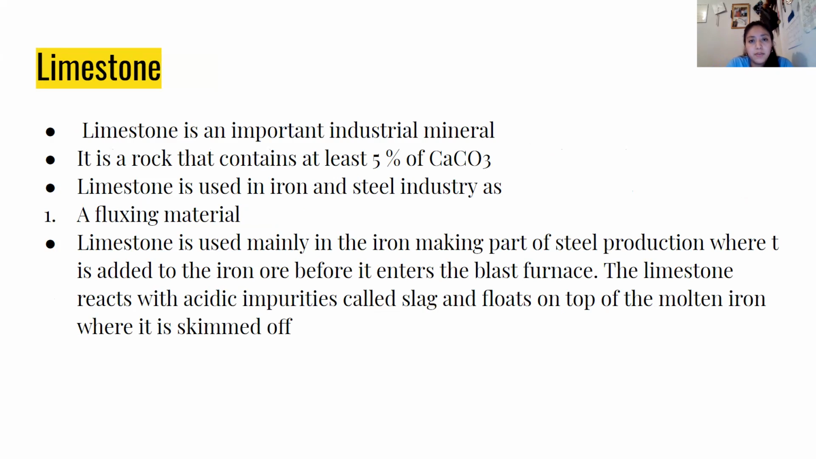Another important raw material would be limestone. Limestone is a rock that contains calcium carbonate. Limestone is also used in the iron and steel industry as a fluxing material. It is added to the iron ore before it enters the blast furnace. The limestone reacts with impurities, called slag, which floats on top of the molten iron, where it is then skimmed off. Later on, I have a small image in which I will show you how that works and how limestone is added before it enters the blast furnace.